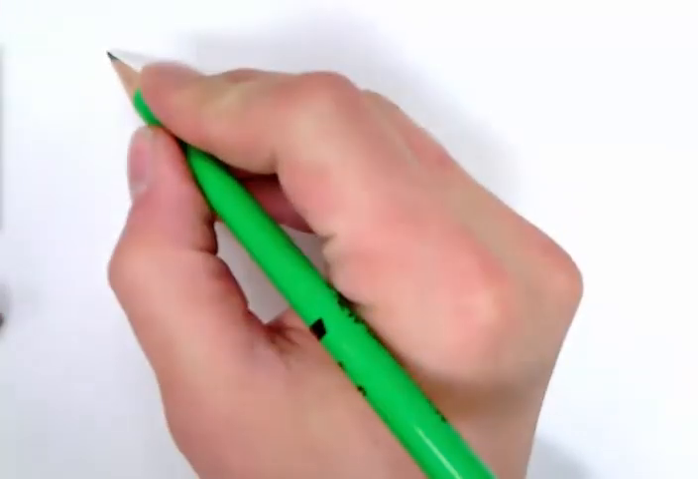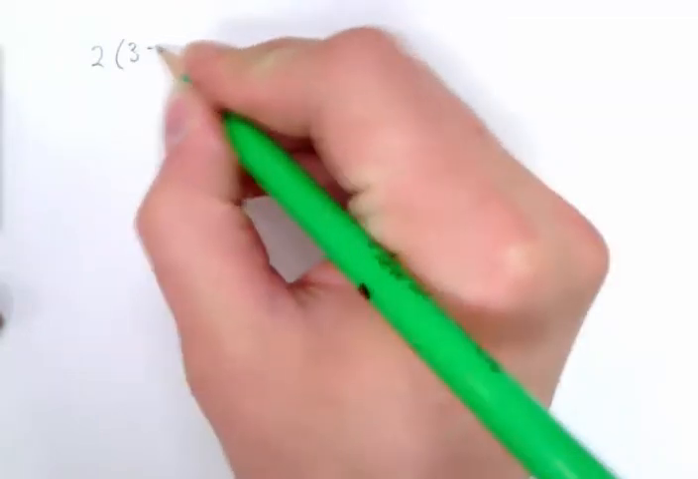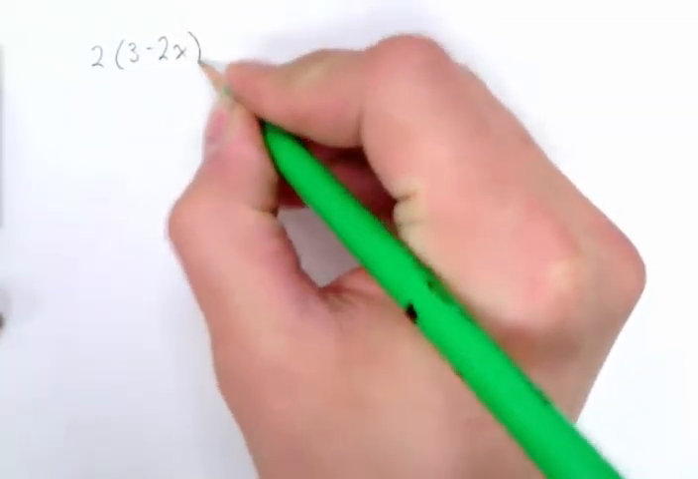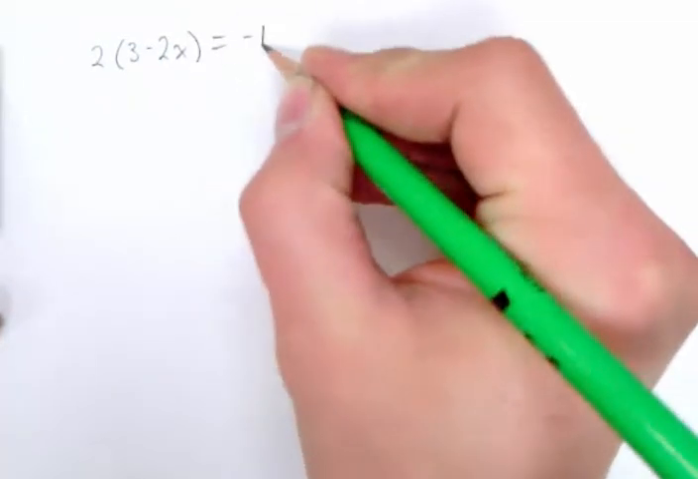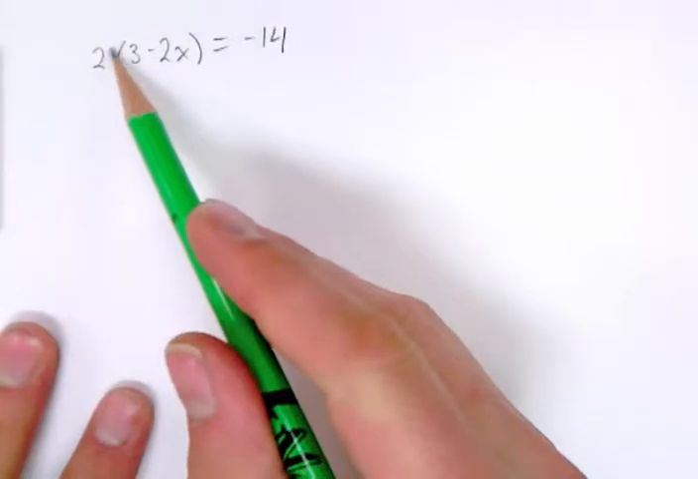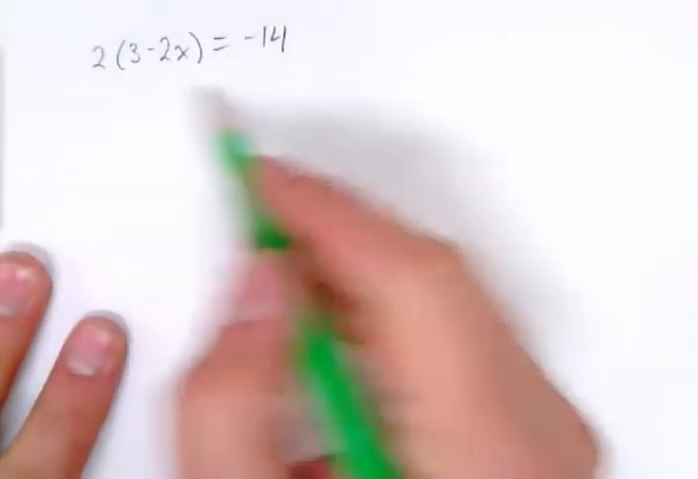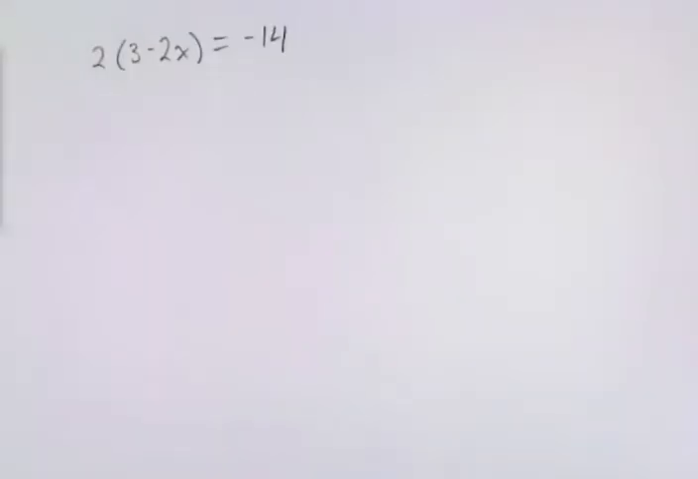So if I have 2(3 minus 2x), and we're going to say that's equal to negative 14. Now there's kind of two ways we could do this. We could either get rid of the brackets first by multiplying this 2 into everything, or what we could do is we could divide both sides by 2. So it depends on how we do it.